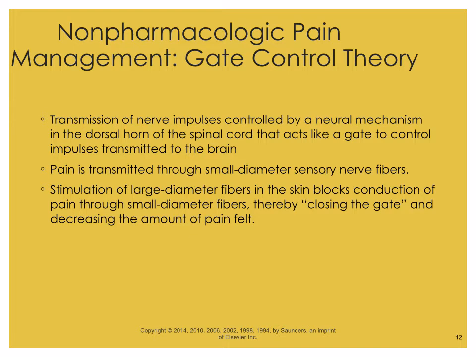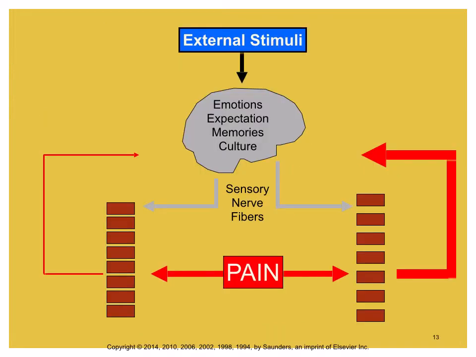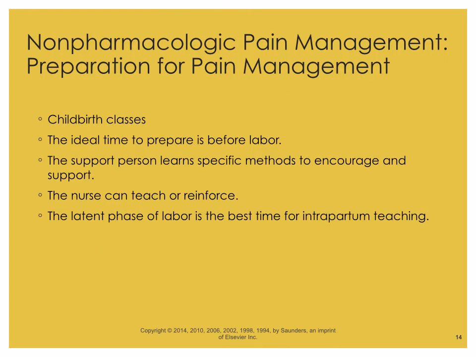Stimulation of large diameter fibers in the skin blocks conduction of pain through small diameter fibers, thereby closing the gate and decreasing the amount of pain. And we have a nice little visualization of that in slide 13 of 31. We could see external stimuli, emotions, expectations, memories, culture, and personal patient experiences coming through. We see the sensory nerve fibers, and we can see the entrance and exit of pain through those gates there.